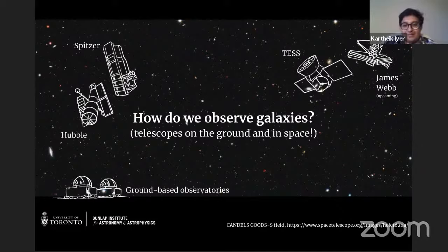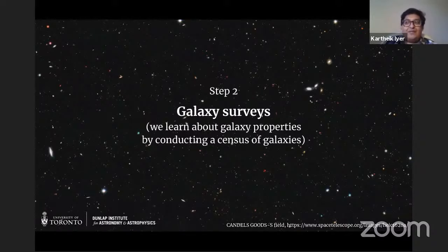So having built these telescopes and sent them into space and gotten back observations, what do we do? How do we understand how galaxies are evolving? There's many different ways to do it, but one of the more powerful ways of figuring out how galaxies on average evolve, instead of looking at single samples of galaxies, is to do something called a galaxy survey.